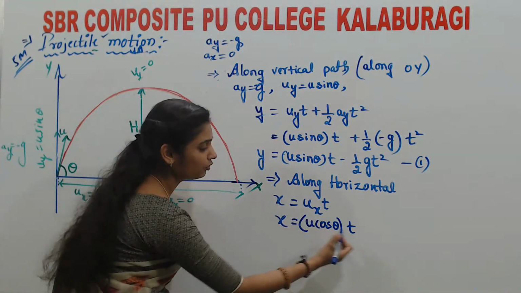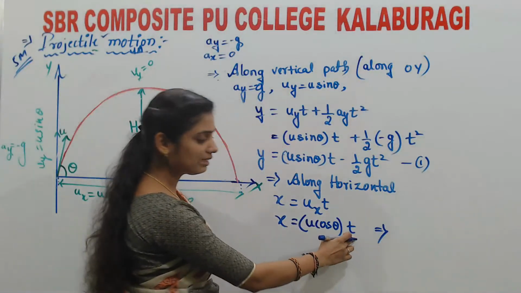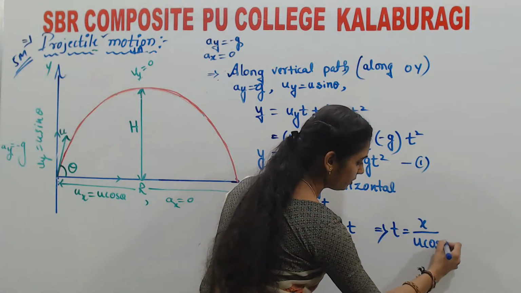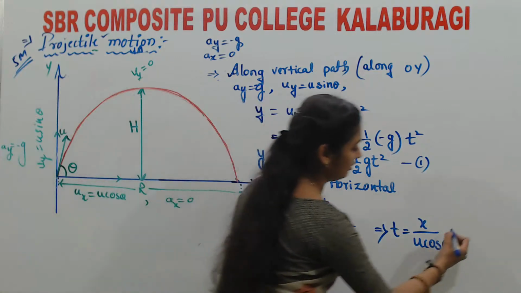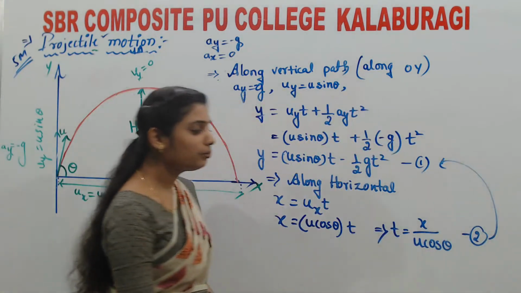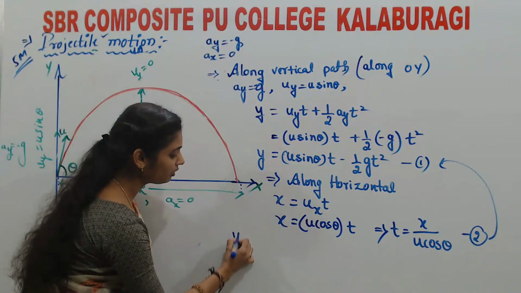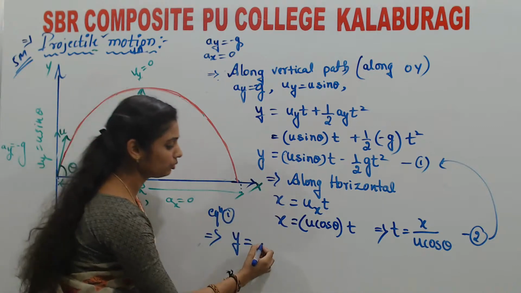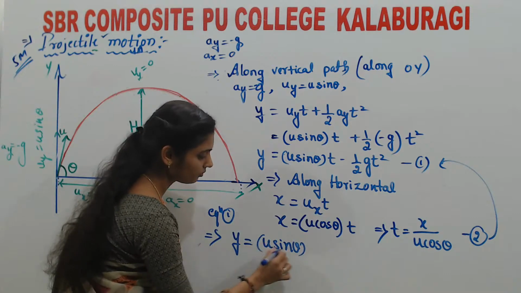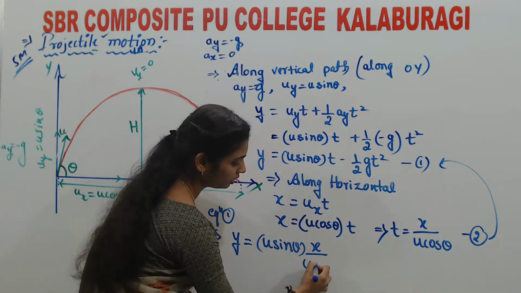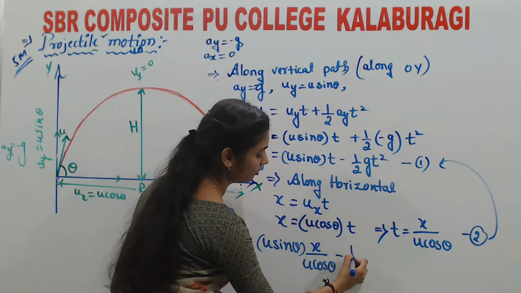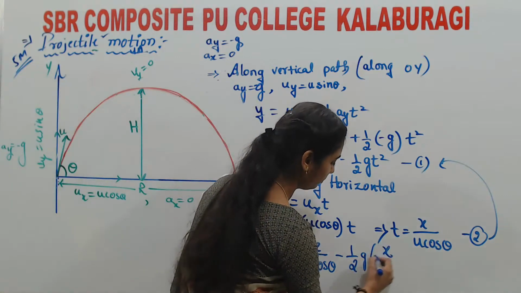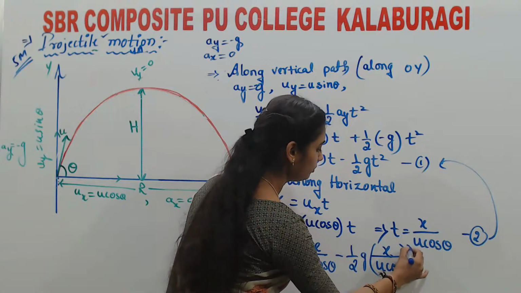Now what is the value of t? This can be written as t equals x divided by u cos theta. Now substitute this in equation 1. Let me keep the t value in equation 1. So what will it become? Equation 1 becomes y equals u sine theta, and the value of t is x divided by u cos theta, minus 1 by 2 g as it is, and t square is x by u cos theta whole square.